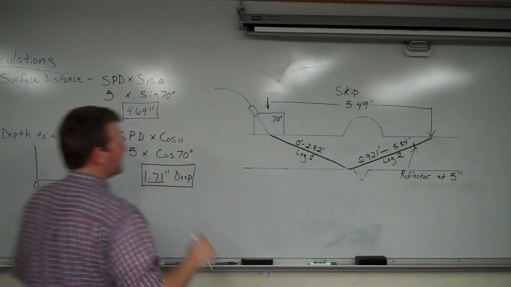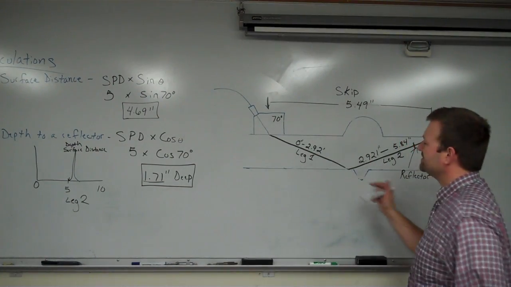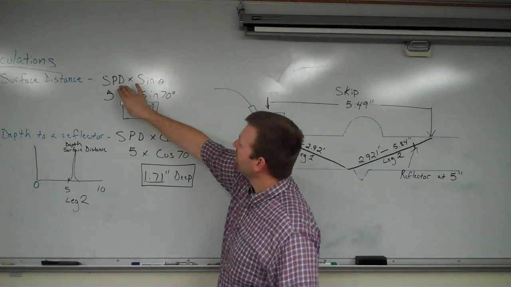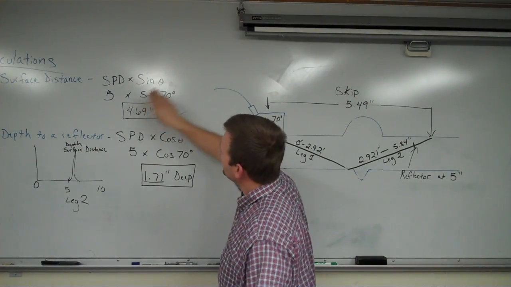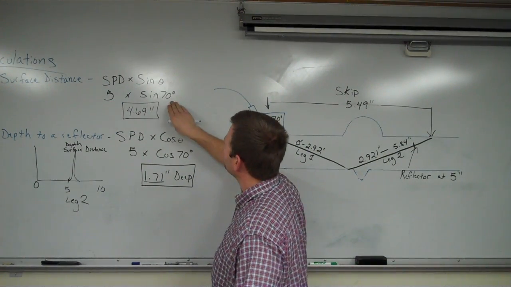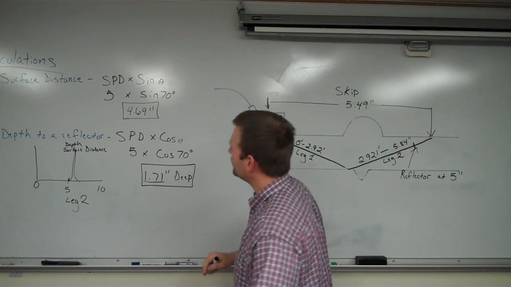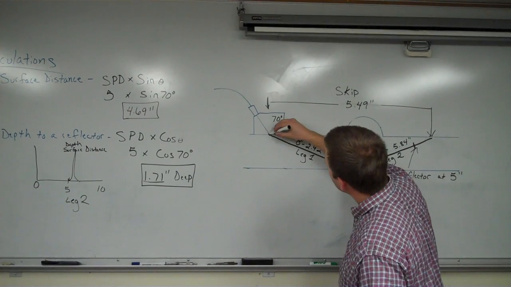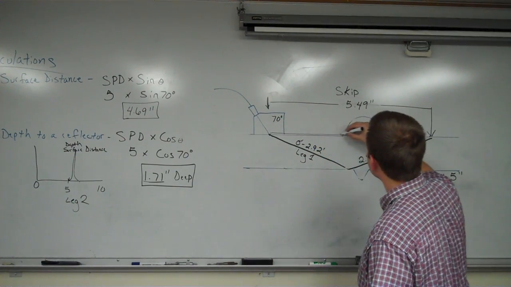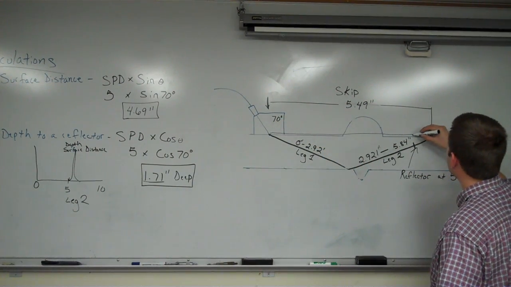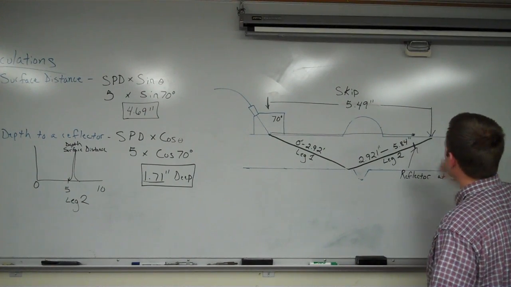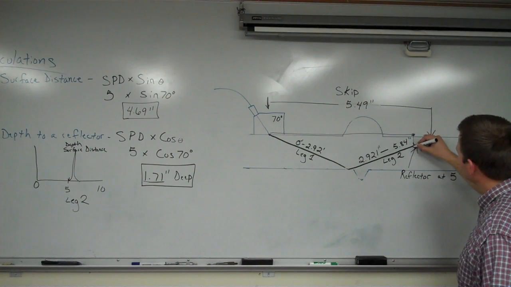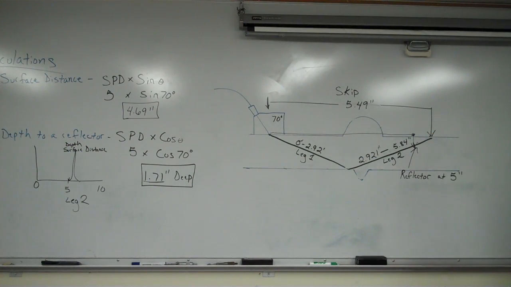So if we're going to look at this reflector at 5 inches, since we've already figured the surface distance, it's the sound path distance times the sine of the angle: sound path distance of 5 inches, sine of 70 degrees, that gave us 4.69 inches. So we would measure from the beam exit point of the transducer, 4.69 inches straight across the surface of the plate, and make a mark on the top of our plate, so we could say, alright, straight down from here is our defect.